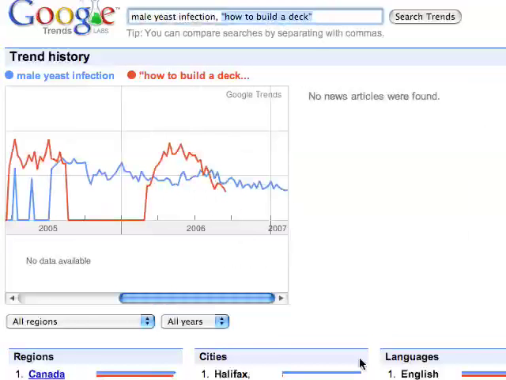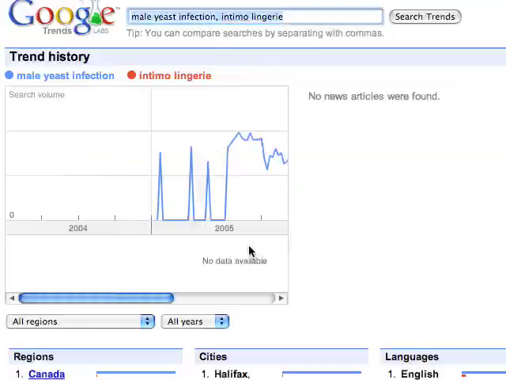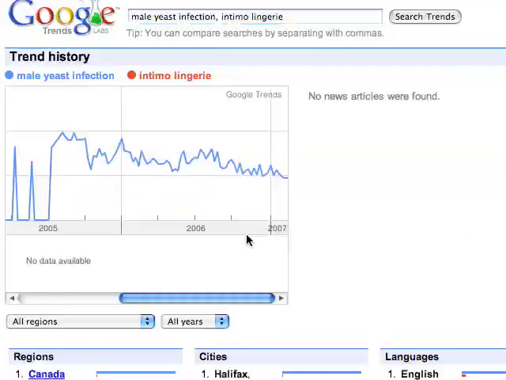And that's where these bar graphs come into play. I'm going to show you an example of this using a keyword phrase for which I happen to hold the number 2 and the number 4 position, the number 2 phrase match and number 4 position broad match. Intimo Lingerie is an Australian lingerie company. My partner happens to work for them. This key phrase has absolutely zero commercial value.